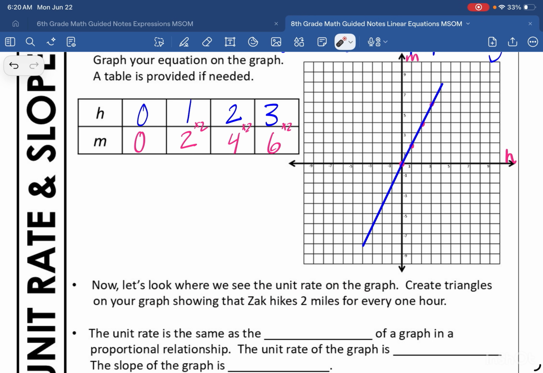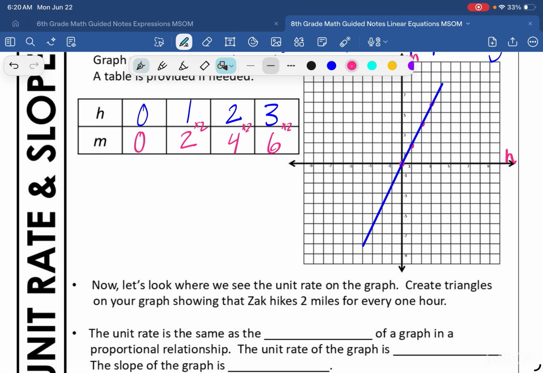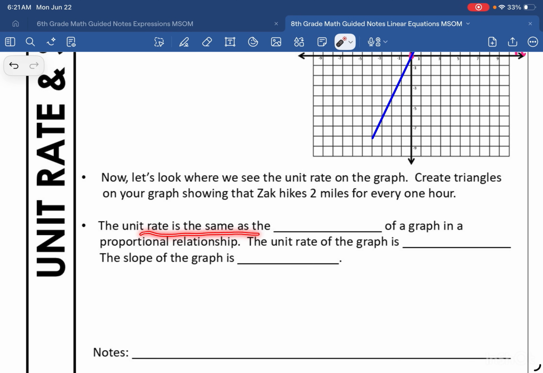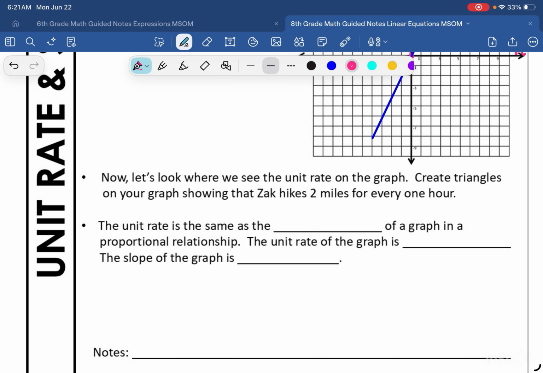Create triangles on your graph showing that Zach hikes 2 miles for every hour. So Zach hikes 2 miles for every 1 hour. So 2 miles up for every 1 hour over. And if you can see, I have these little triangles right here. The unit rate is the same as the slope of a graph in a proportional relationship. The unit rate of the graph is 2. The slope of this graph is 2.